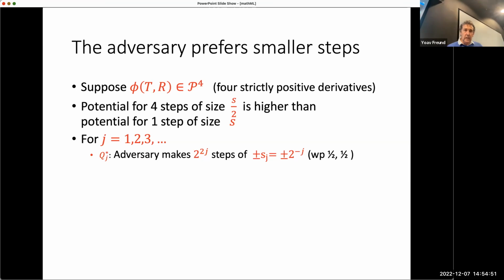So what are the strategies that we're looking at? These strategies will become closer and closer to min-max. You basically say that the adversary makes 2^{2j} steps, each one of size 2^{-j}.